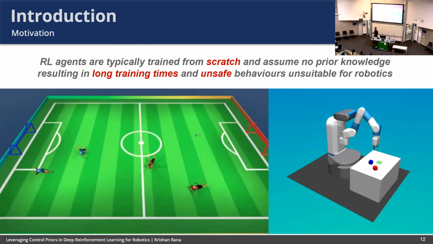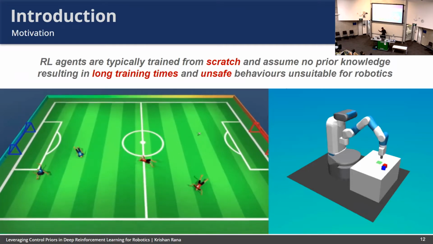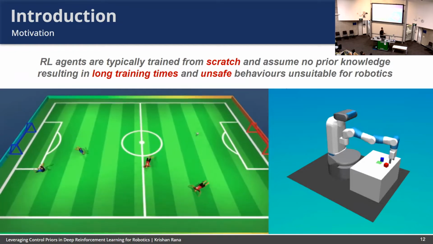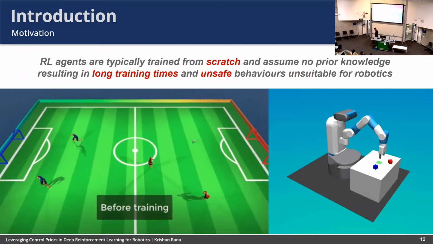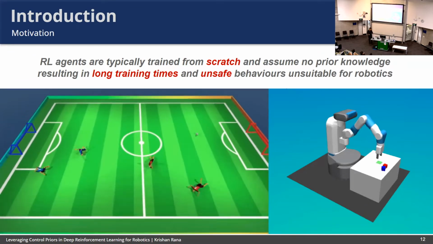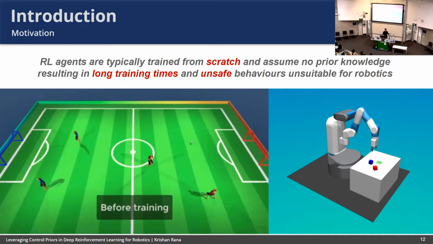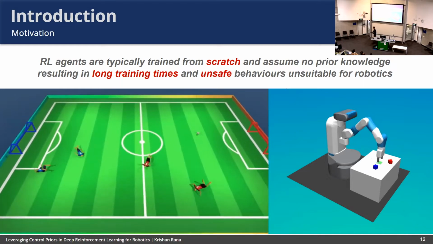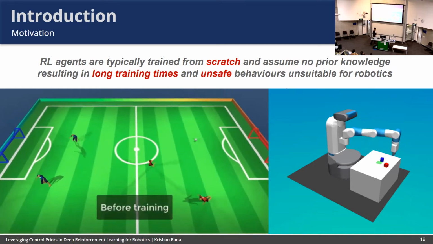Firstly, RL agents are trained from scratch, right? They assume no prior knowledge. We just let them run free in the environment. And this results in long training times and unsafe behaviors. So if we remember those soccer-playing humanoids, when they actually start training, we just have them fall on the ground and just wiggle around for a few hours. And after like 3 days of training, then they learn how to control their bodies. And then after that, they can learn how to kick the ball, and then they can learn how to coordinate with their team players. This takes a long time.